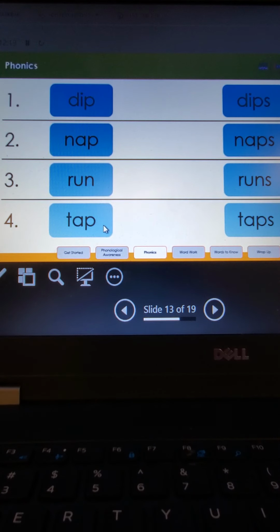The next word is tap. Tap, taps. The teacher taps on her desk when she wants you to be quiet. Taps.